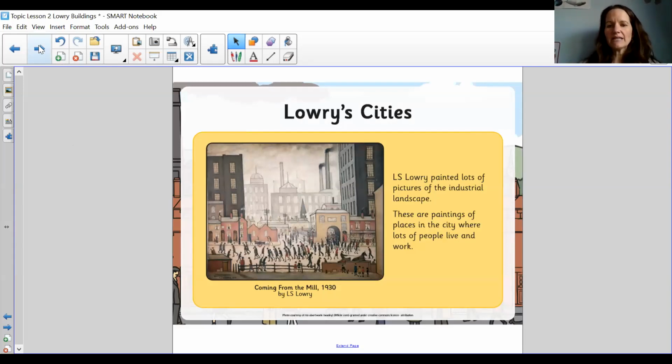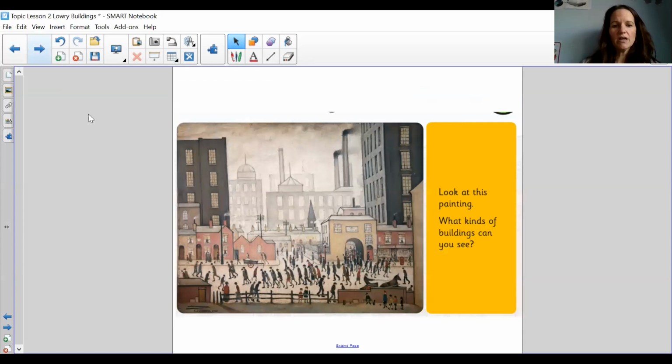L.S. Lowry painted lots of pictures of the industrial landscape. And remember, we talked about the Industrial Revolution with all the inventions and all the engineering that Isambard Kingdom Brunel was involved in. So these are paintings of places in the city where lots of people live and work. This is a painting that he's done coming from the mill in 1930. You can see there's lots of people walking back and forth with the background. So what kinds of buildings can you see in this painting?